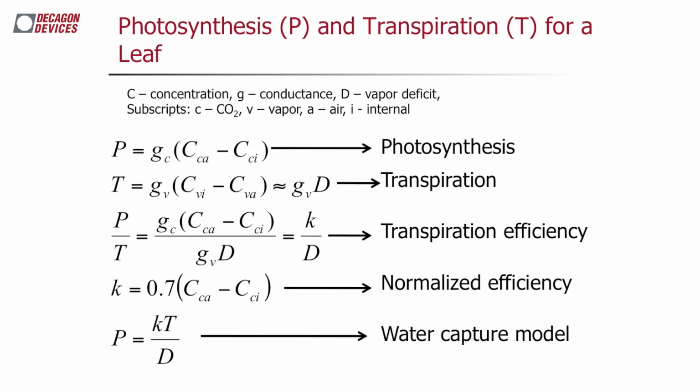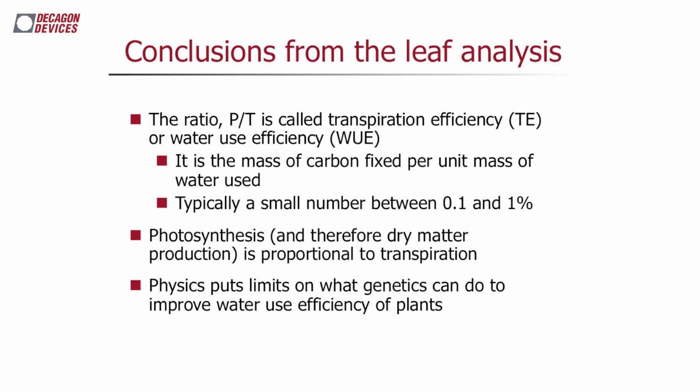So now let's jump in and talk about some of the things that we learned from this. The first thing that we know from this simplistic model is this ratio. The P over T is called the transpiration efficiency or the water use efficiency. Many of you, I think, are much more used to calling this the water use efficiency value, which I'll use here in a minute as we describe some things in rice. It's a mass of carbon fixed per unit water used.